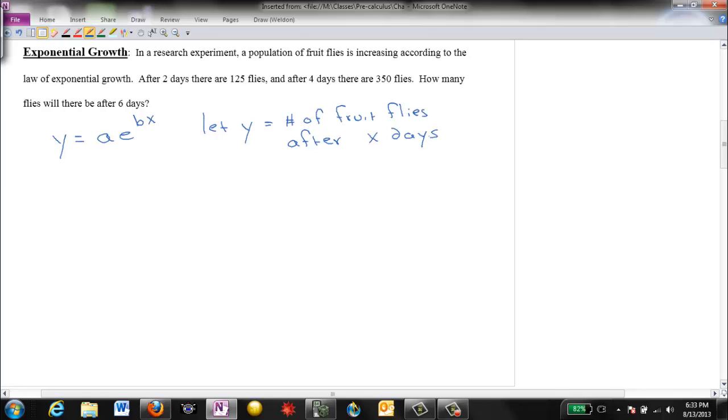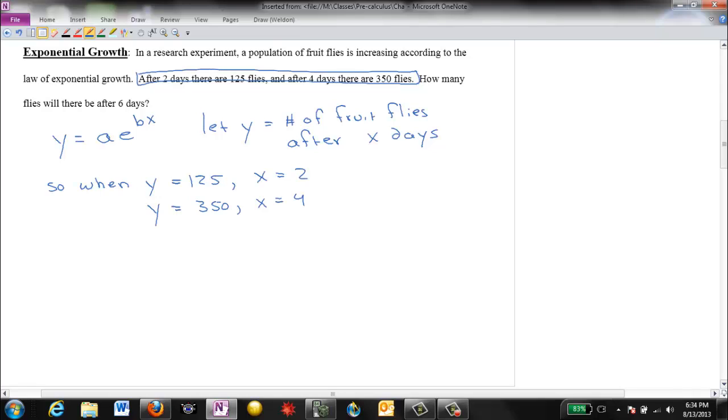Okay, so x represents the number of days, y is going to represent the number of fruit flies after so many days of them populating. Okay, so here's what we know. We have two pieces of information. They tell us that after 2 days, so let's say when y equals 125, x equals 2, and when y equals 350, x equals 4, right? And that comes from this particular sentence right here in the problem. They give us those two pieces of information. What we're trying to find is how many flies there will be after 6 days.